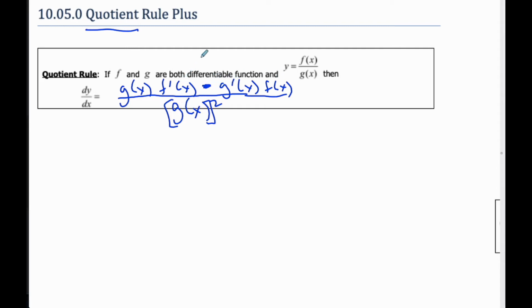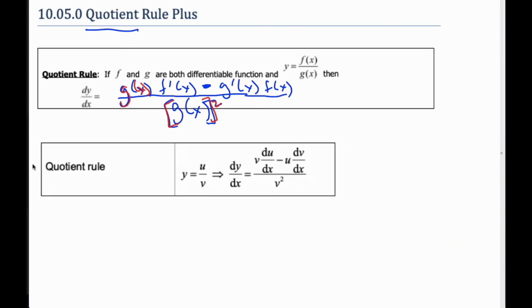And so to make sure I get the rule correct, I always write the bottom function down, square it, and I write it again up top. Then I start to do my calculus. Okay, so I do that process each time to make sure that I don't mess it up. And in your formula booklet, this is how it's written. So if y is u over v, then the derivative is going to be v squared, the bottom squared, write it again, v times the derivative of u minus u derivative of v.